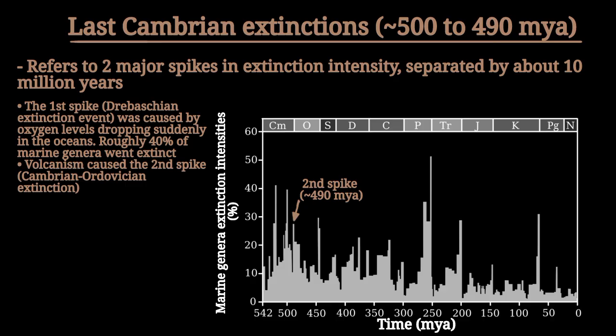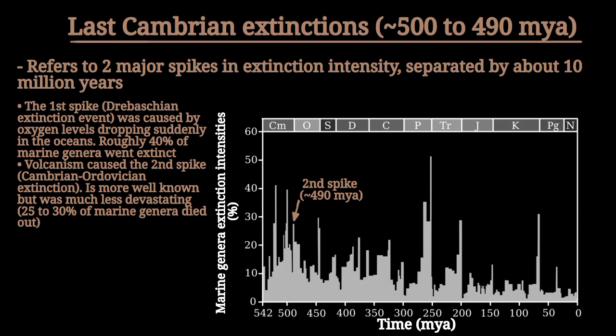Volcanism of large igneous provinces is the probable culprit for the second spike, the Cambrian-Ordovician extinction. The rapid release of sulfur dioxide likely cooled the planet and increased the sulfur in the oceans. The resulting catastrophe is more well known, but ironically less deadly. Only around 25 to 30% of marine genera died during this later spike. The reason the later spike is more well known is because of what came after.